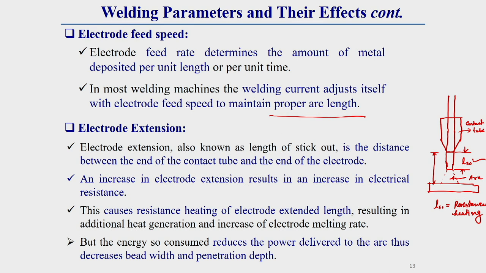Let the total power be QT. Some portion of it goes to resistance heating of the electrode extension, and the rest goes to the arc, which I represent as QA. As some of the total heat supply is consumed by resistance heating, the arc heat energy, or arc intensity, QA decreases. Due to this decrease in QA, the arc is less forceful, and due to this less forceful arc, the penetration depth decreases. Why does penetration depth decrease? Due to less power delivered to the arc because of resistance heating of the extended portion of the electrode.